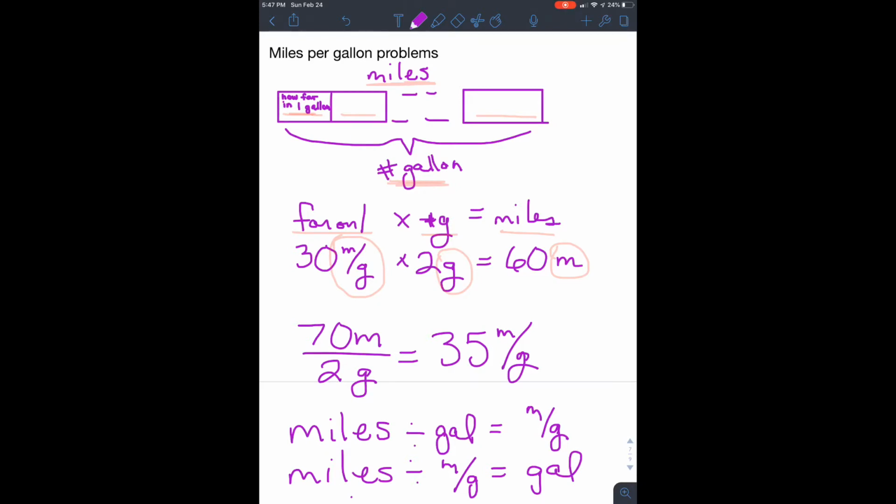So if you think about it this way, you're going to have 2 out of 3 of your numbers, and you're solving for your third number. And that will help you out a lot.